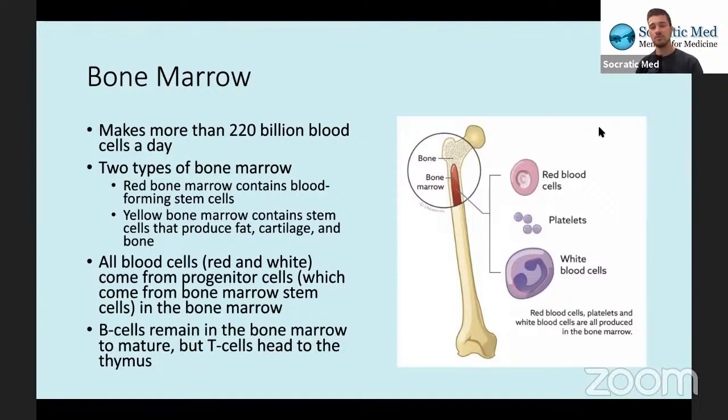In our bone marrow, they divide, they become progenitor cells, and those progenitor cells will divide and further differentiate into the immune cells. Depending on what immune cells they become, they could further differentiate even more. Like if they become monocytes, then obviously they're going to become macrophages or dendritic cells at some point. So all blood cells, red and white, come from the progenitor cells, and the progenitor cells come from bone marrow stem cells. B cells remain in the bone marrow to mature, but T cells head to the thymus.